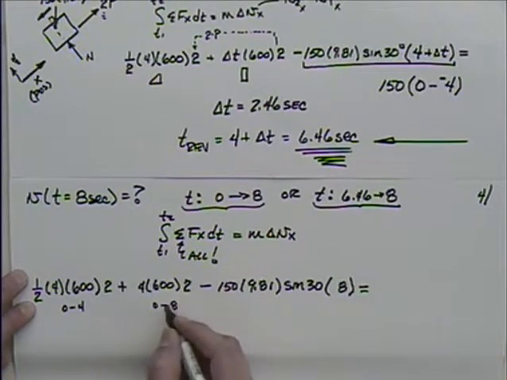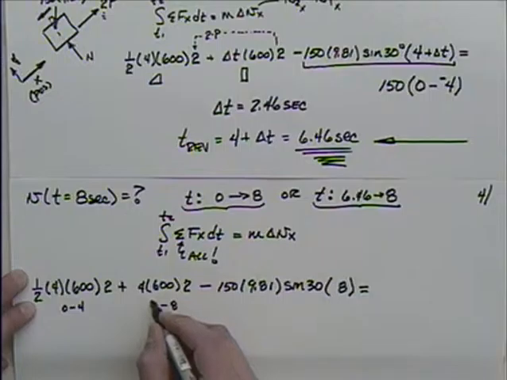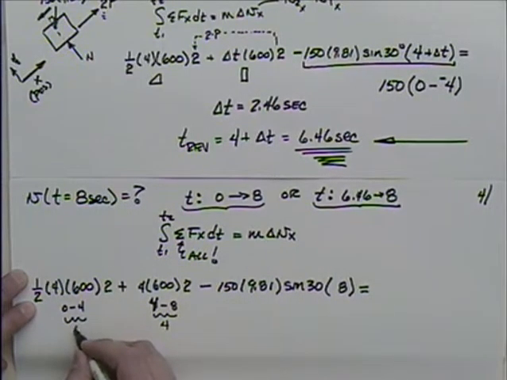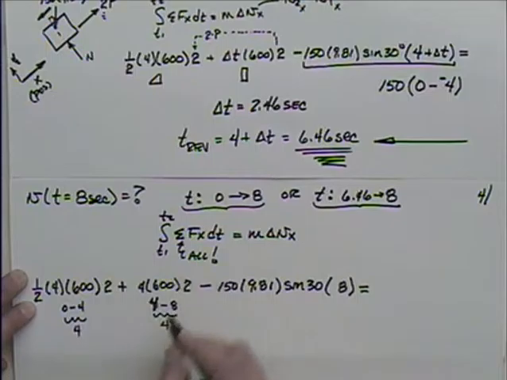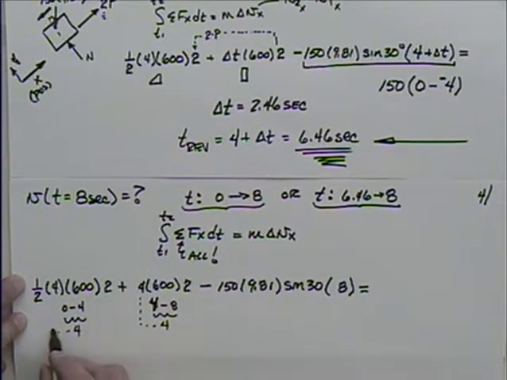Oh yes, my note here is incorrect. This is 0 to 4, and this would be 4 to 8. Thank you. 4 to 8, so this gives me 4 in here, and this gives me 4. And then we've got, yeah. So this one comes around to there, and this one. Yes, thank you.